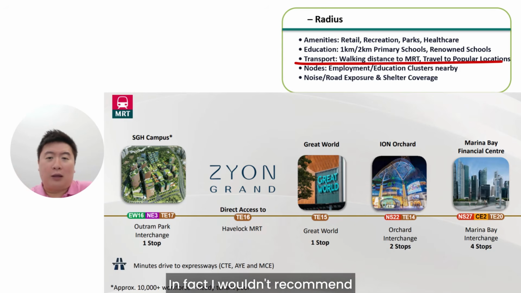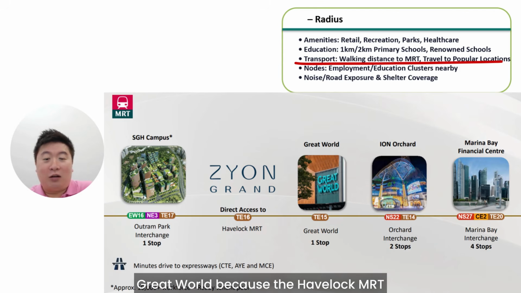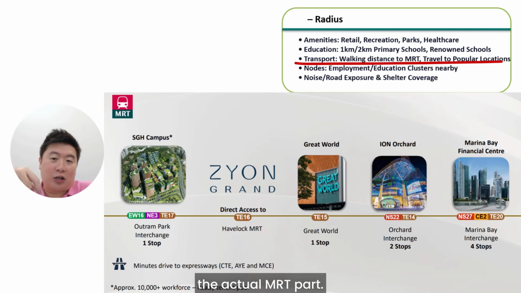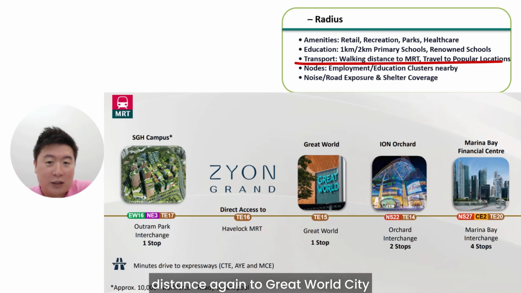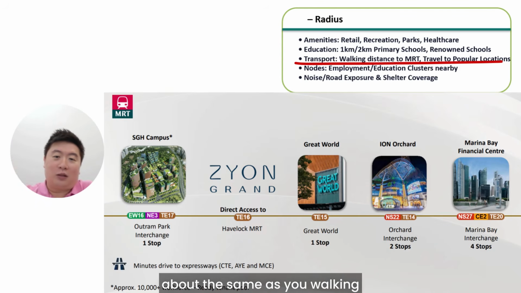In fact, I wouldn't recommend taking MRT to Great World. I would recommend walking from Zion Grand to Great World. Because the Havelock MRT station link that you are at, you actually need to walk a bit of distance to reach the actual MRT part. Then you take the MRT to Great World. You need to walk a bit of distance again to Great World City itself, the actual shopping mall. So you take these two walking distances added together, it's about the same as walking outside directly to Great World. So just walk to Great World.